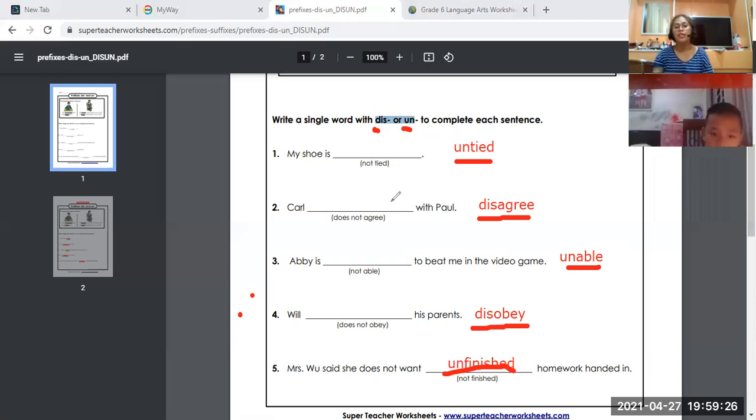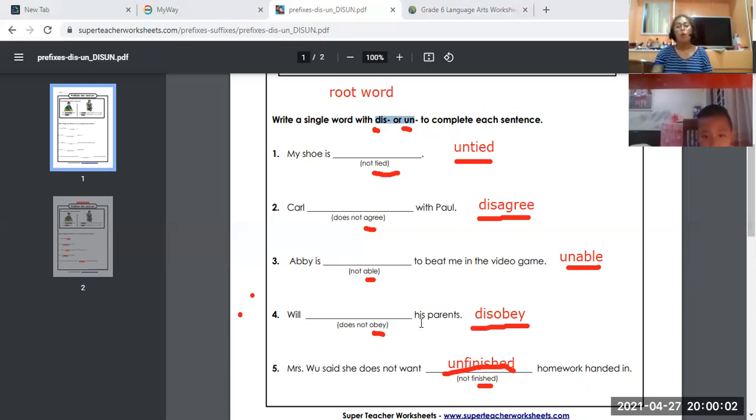Here, tied, agree, able, obey, finish, they are called the root word. We call it root word. What do you call these words: tied, agree, able, obey, and finish? They are root words.